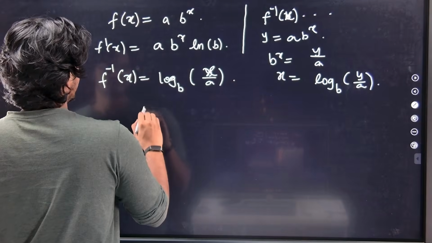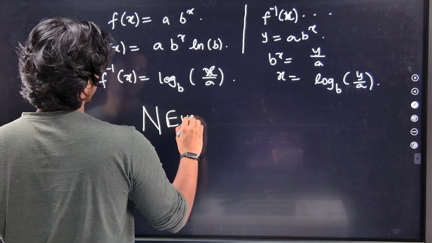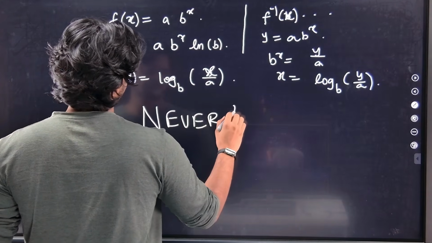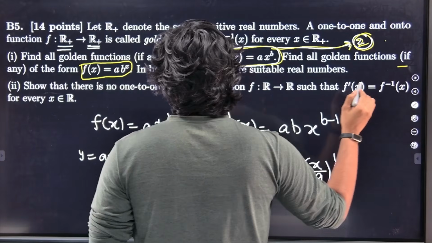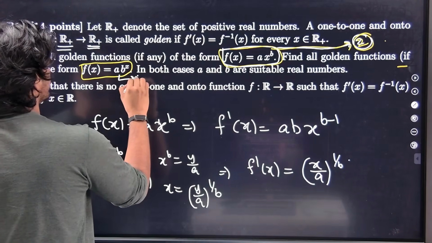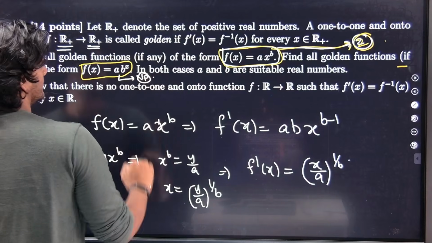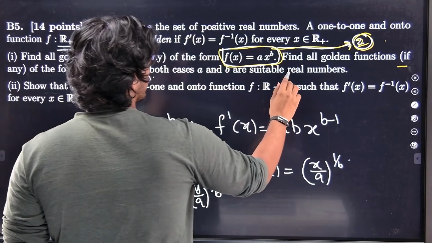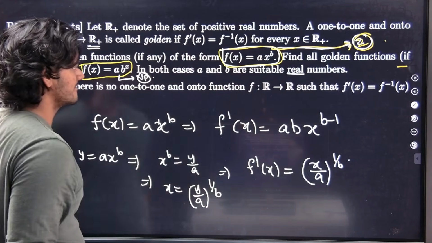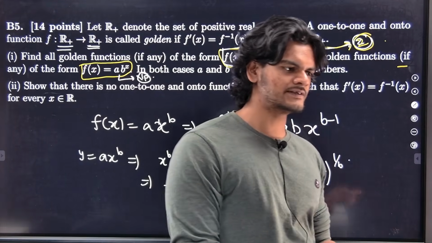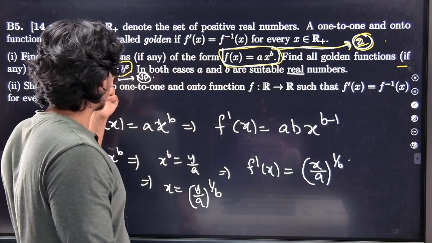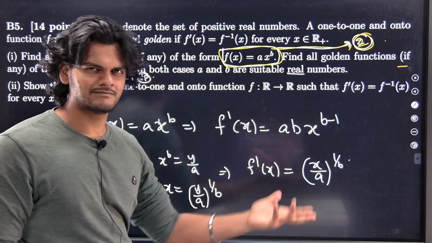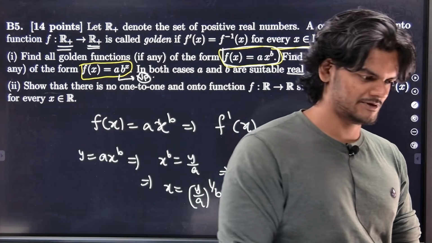So yeah, this is not possible. So in both cases, a and b are suitable real numbers. Suitable in the sense that in the first one, a has to be positive, b can be anything, b need not be positive. In the second one, b has to be positive, and it so happens that it is not possible.